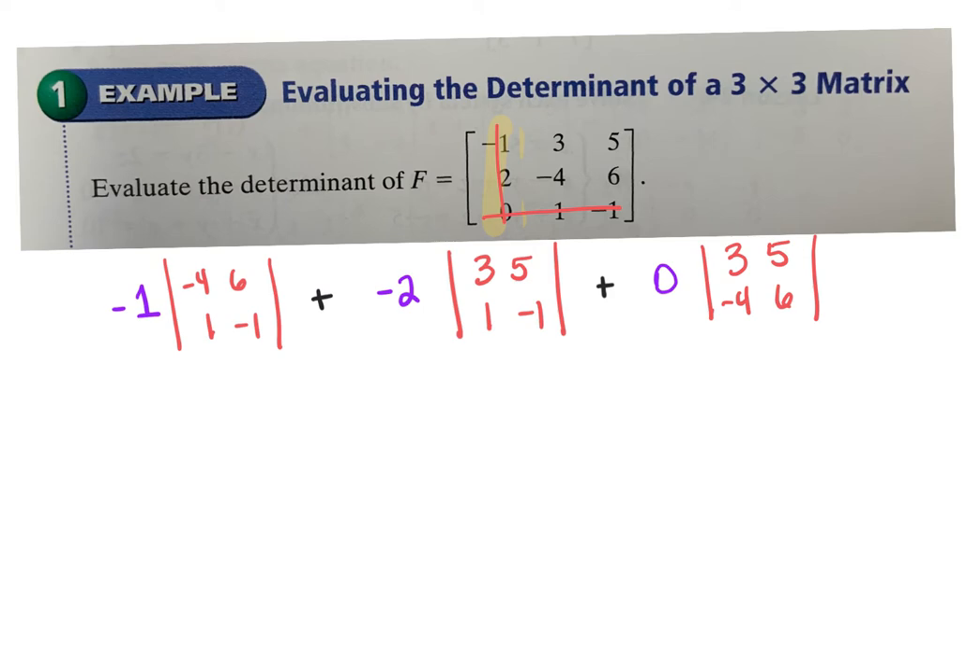Then I'm just going to do the 2 by 2 determinants, which are very simple. For this first one, -4 times -1 is 4, minus 1 times 6. And I am multiplying that by -1. Plus, I have a -2 times 3 times -1 minus 1 times 5. Plus, and this is why I chose the 0, because it doesn't matter what's in there. I'm going to multiply him by 0.